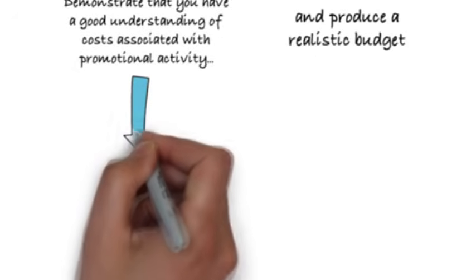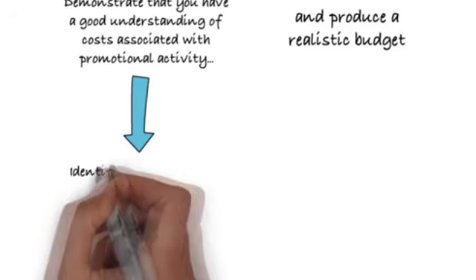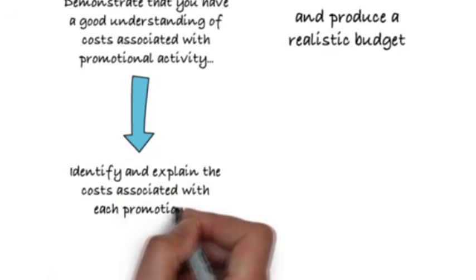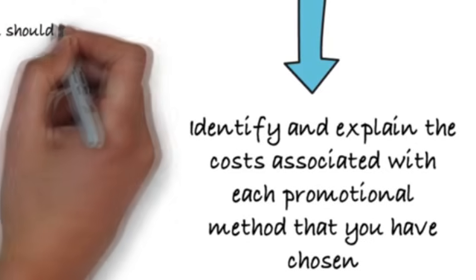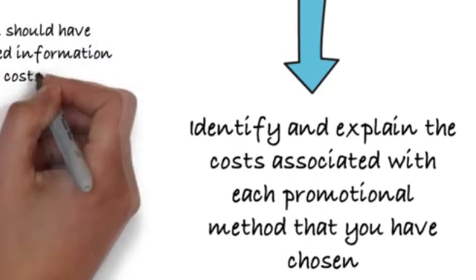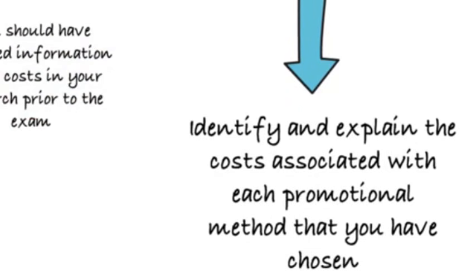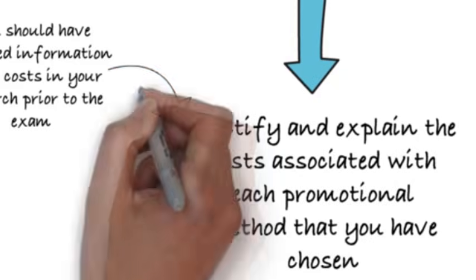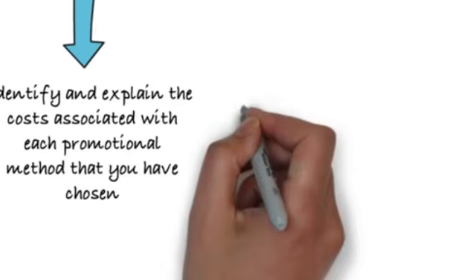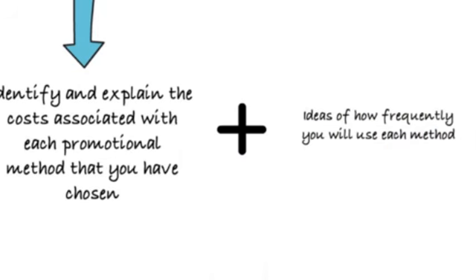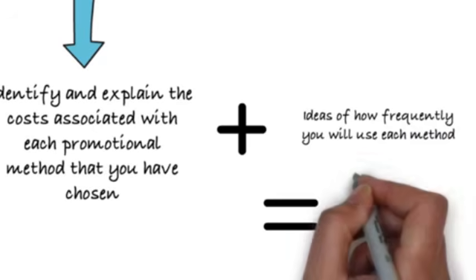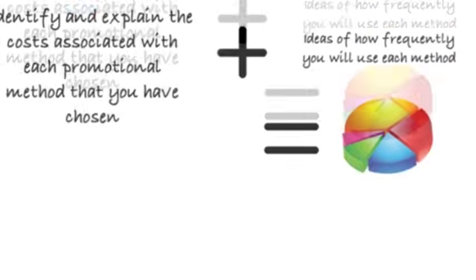You should do this in 2 stages. Firstly, you should identify and explain the costs associated with each promotional method that you have chosen. You should have gathered information about the costs of various promotional methods in your research prior to the exam, so should use this to guide you. You should then use this information and your ideas about how frequently you will use each method to allocate a suitable amount of the budget to each method.